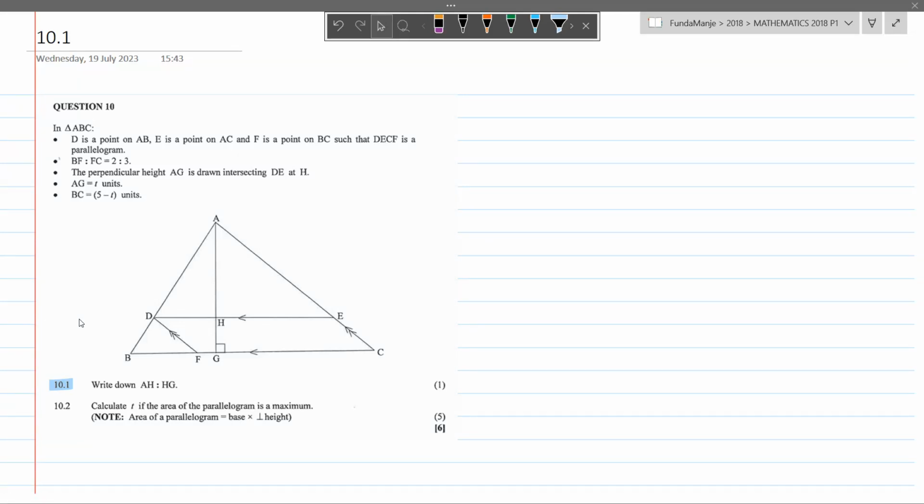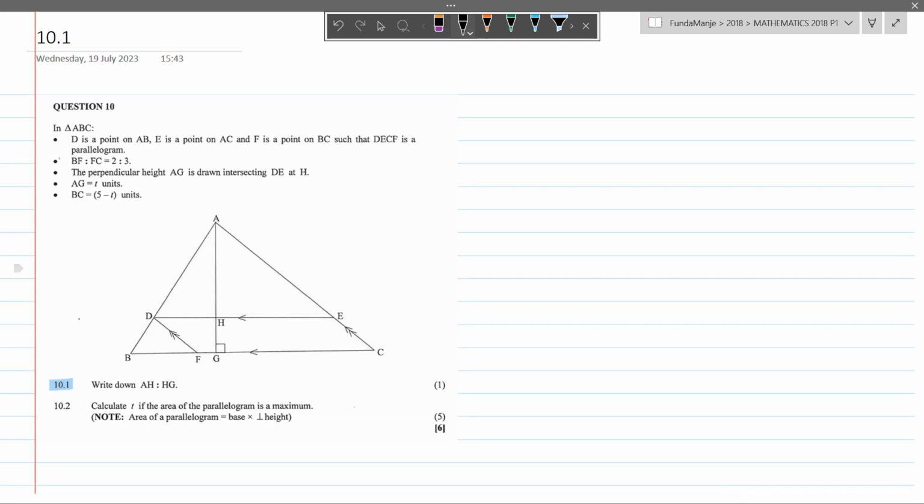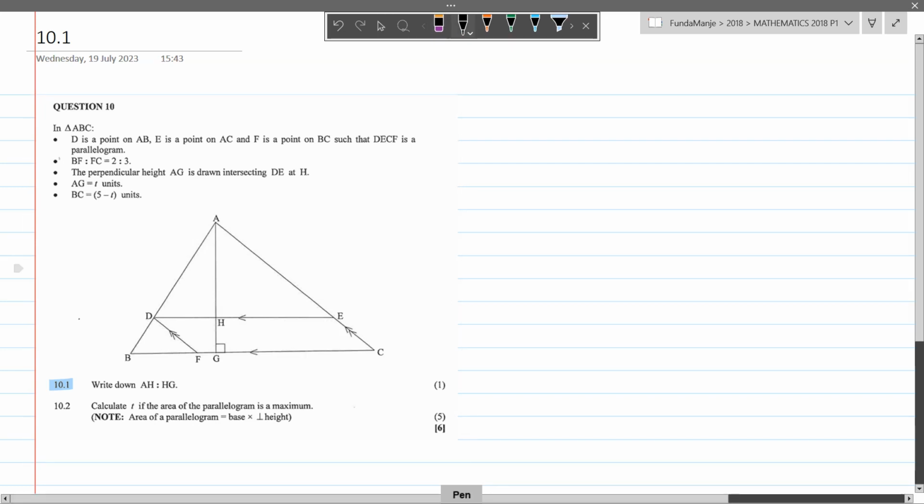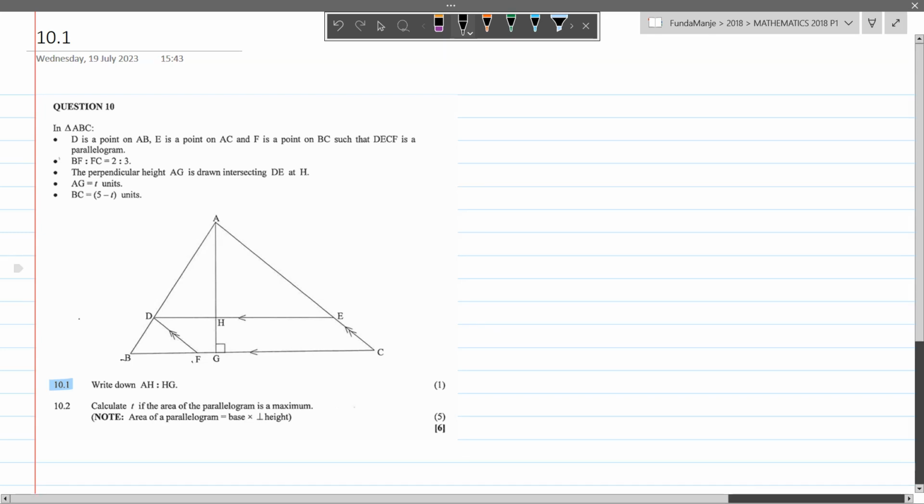Question 10 says, in triangle ABC, which is the overall big triangle that we have here, D is a point on AB, E is a point on AC, and F is a point on BC, such that DECF is a parallelogram. So DECF, this is our parallelogram. BF is to FC is equal to 2 is to 3. So BF is to FC is 2 is to 3.